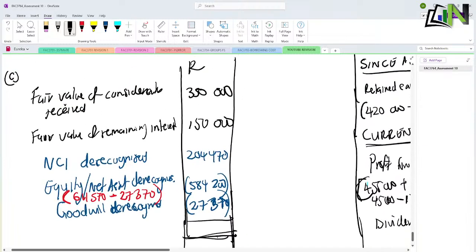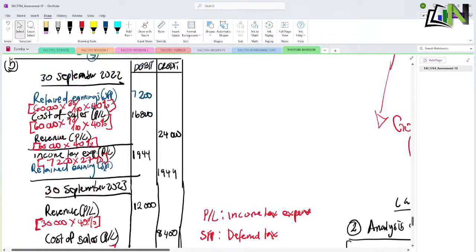So let's do this. 350,000 plus 150,000 plus 204,470. All right, guys, I did an error here. Let me start again. 350,000 plus 150,000 plus 204,470. So I'm getting 704,470. Then minus 584,200 minus 27,370, and I'm getting 92,900. It's a positive amount. So this is a gain on disposal.